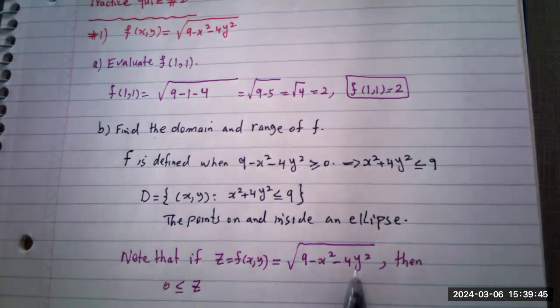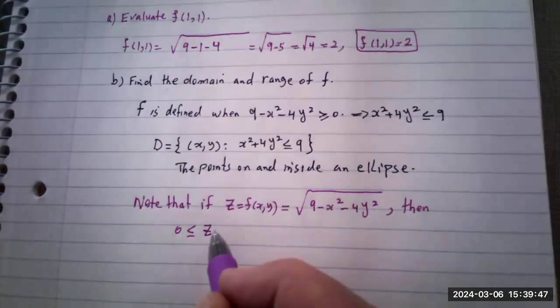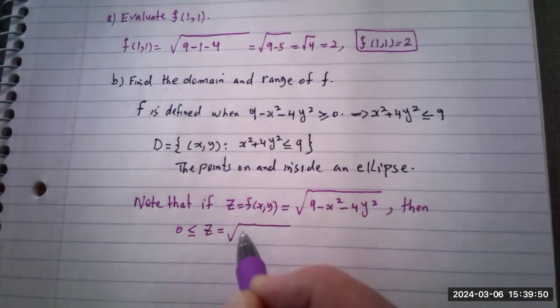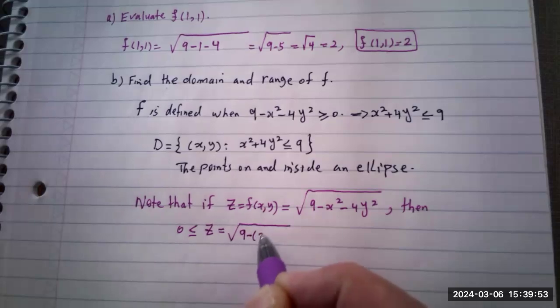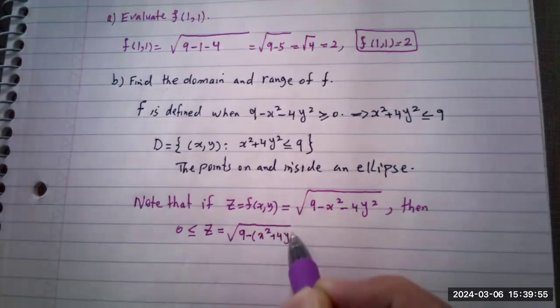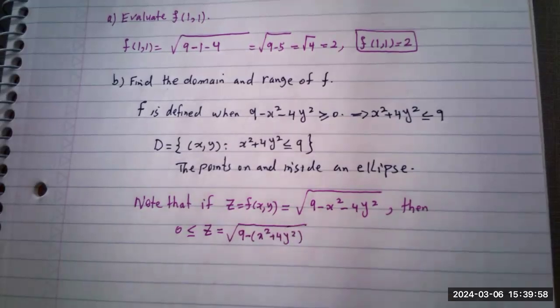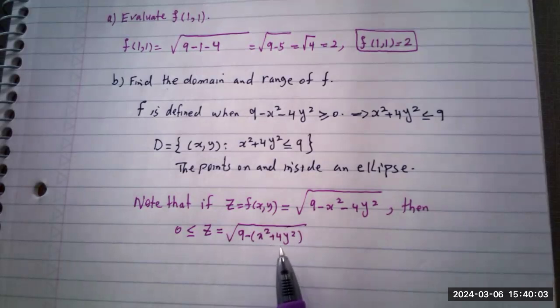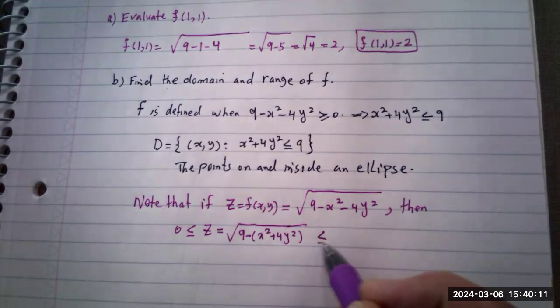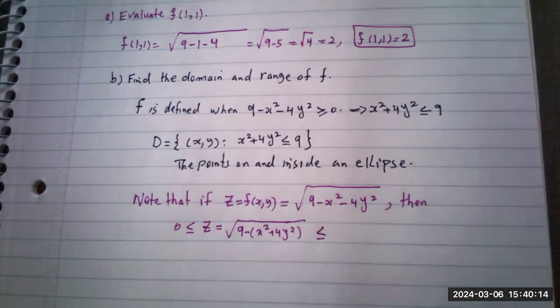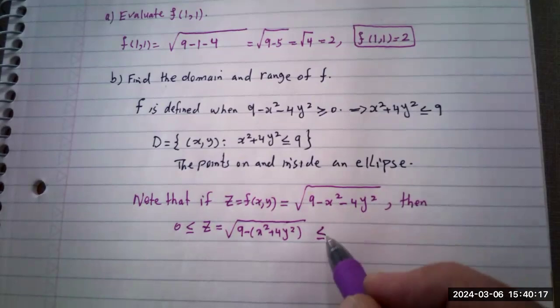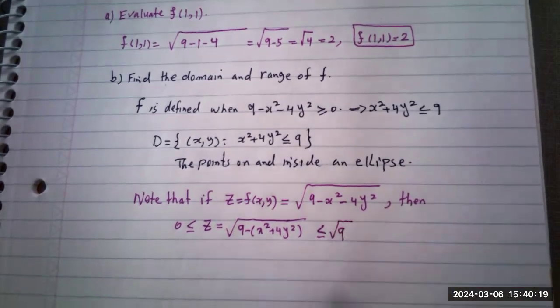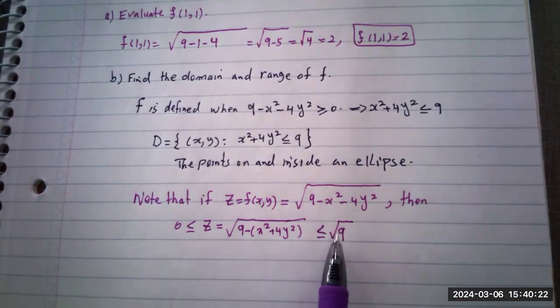If you follow the negative sign here, that gives you something nice. So z is equal to 9 minus x squared plus 4y squared. You see that x squared plus y squared is a positive number, so you're taking something out of the 9. So the result is going to be less than 9. The inside of the radical would be less than or equal to 9. Since you have the radical, this is going to be less than or equal to the square root of 9.